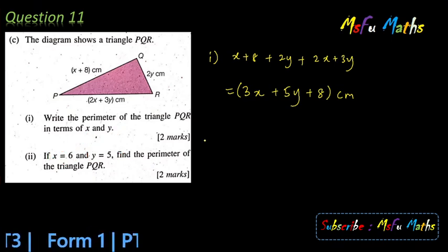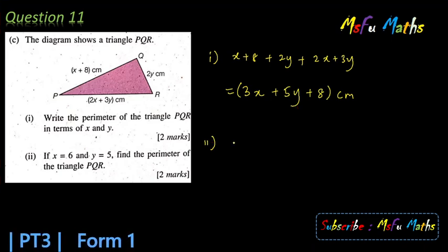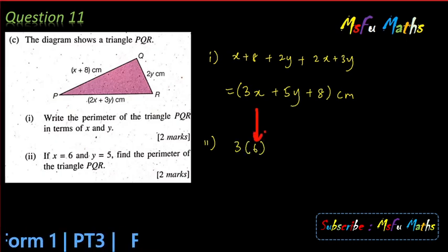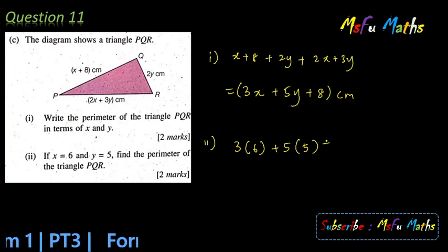Okay, continue. If x equals 6 and y equals 5, find the perimeter of that triangle. So what do you do? You substitute this x here with 6, and this y here with 5. When you want to substitute, remember, put it in the bracket. Let me show you again. 3 bracket 6, right? Continue. 5y, so bracket 5, right? Continue. Plus 8. The centimeters we write later on.